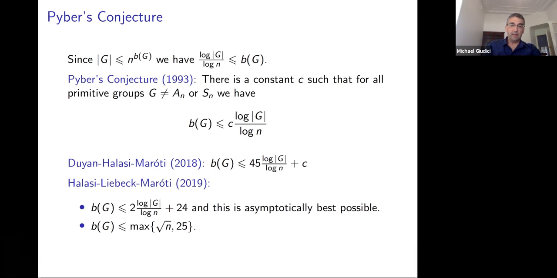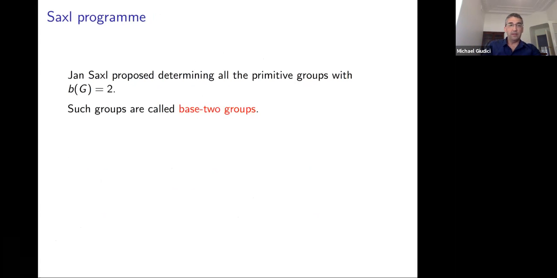Now, one thing we want to know is, which groups have a small base? Jan Saxl proposed a program that we should determine all the primitive groups which have a base of size 2. These are the primitive groups that have order at most n squared, and such groups are called base 2 groups.